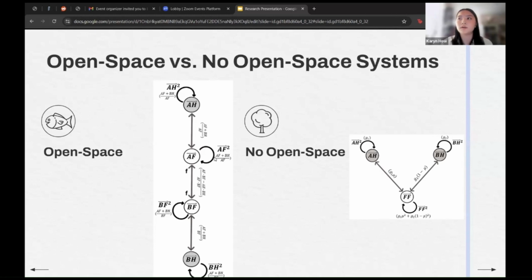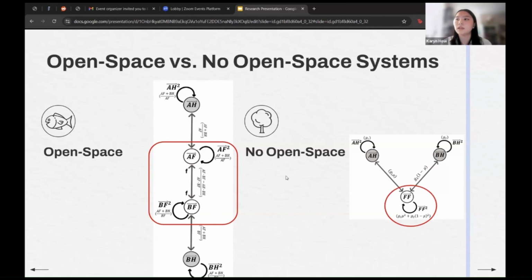So for the open space model, AH represents the homebound individuals that remain and mate within niche A, and likewise for BH as well. For the AF and BF, which are the free roaming individuals from their respective niches, they're able to swim out into the open space, which is represented by this red line, and mate. Notice that they can also mate with their native niches, but cannot swim into the opposing niche.